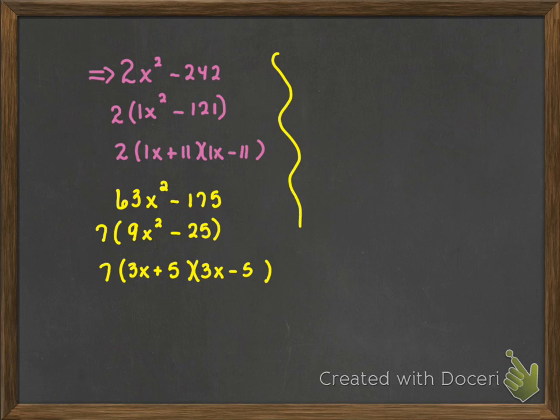Now, what I'm going to do is separate the screen here and talk about another pattern, and I want to bring in another kind of quadratic. So let's look at this one in particular. We have 36x squared plus 12x plus 1.